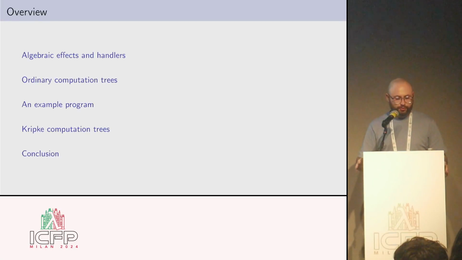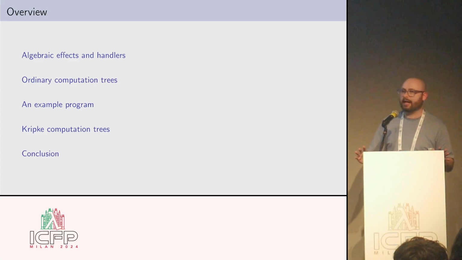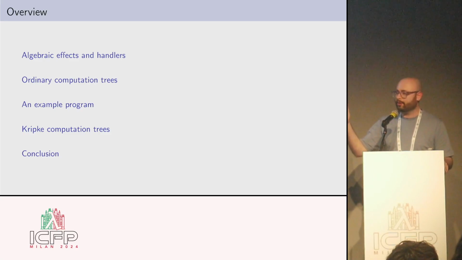So here's a quick overview. First, I'm going to talk about normal algebraic effects and handlers and how you can implement them with computation trees. Then I'm going to go over an example program using this setup and explain how that relates to Kripke computation trees, and then I'm going to conclude.